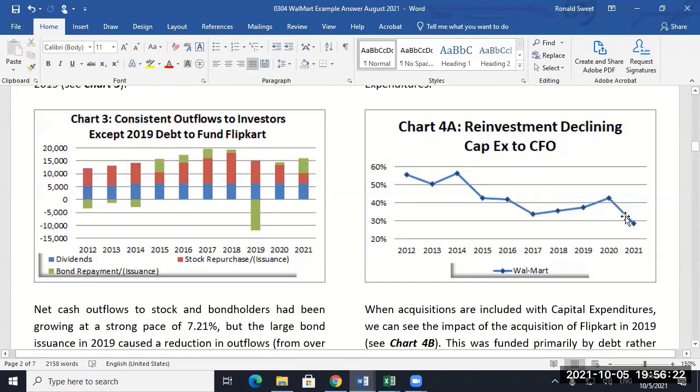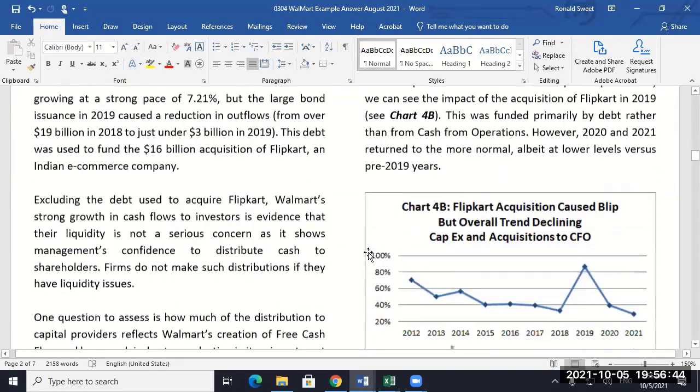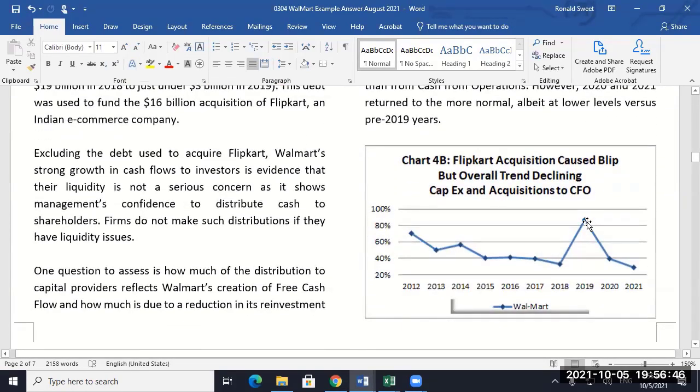Their CapEx has been falling. That seems strange to me because I see all these new Walmarts everywhere, but their CapEx is falling. Why is their CapEx falling? Are they paying money to their stockholders because they're producing free cash flow, or is it because they're cutting back on CapEx? It looks like it's probably a combination of the two. And then acquisitions, there's Flipkart. So if your firm is doing acquisitions, you're going to have to handle that.